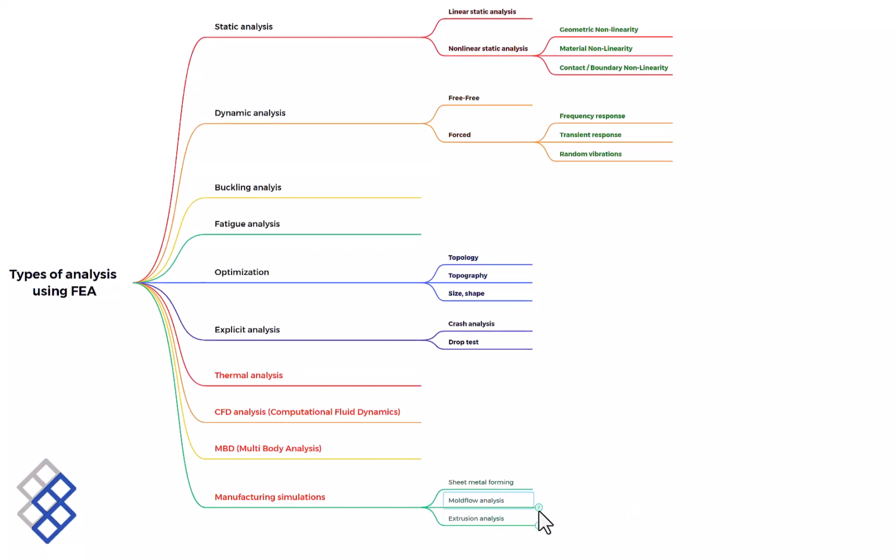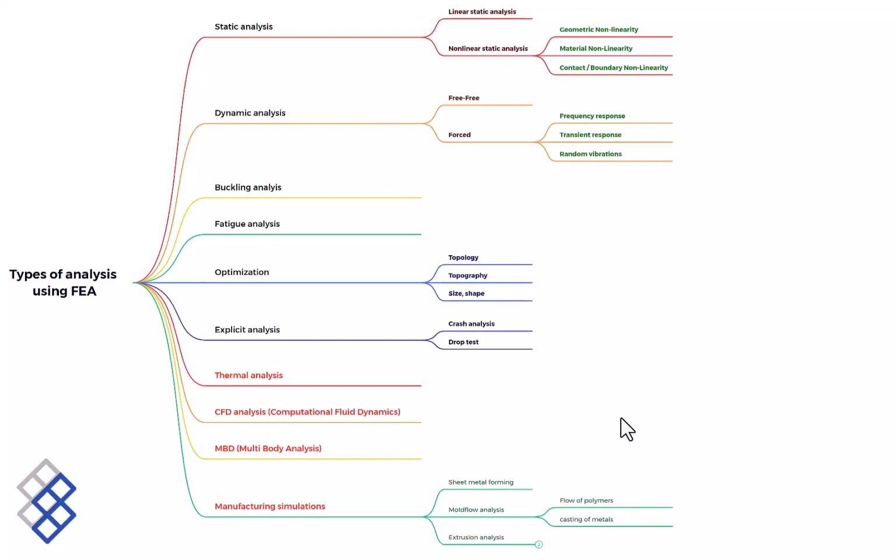In mold flow, we again have two types of analysis. One is the study of the flow of polymers, and the next is casting simulation, how casting can be performed for any kind of aluminum casting or cast irons. And in extrusion analysis, we can simulate the extrusion of metallic components, like extrusions of aluminum sections or polymer sections. Those kinds of simulations are performed using extrusion analysis, which is more of a manufacturing simulation.